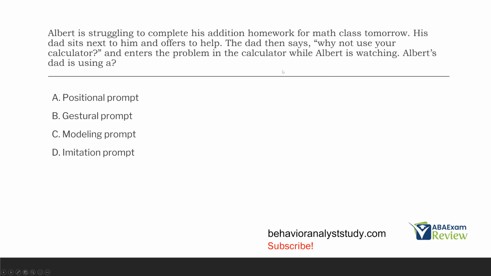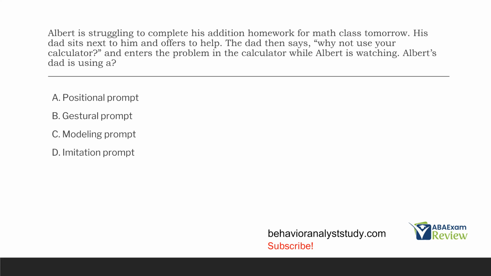So what has Albert's dad done? Well, he's delivered a prompt, right? Why not use your calculator? And then he goes ahead and shows him how to use the calculator, and hopefully Albert will now use the calculator. So what type of prompt is this? A, positional prompt. A positional prompt acts on the stimulus, where you would move or alter or change the position of the prompt in order to evoke the response.